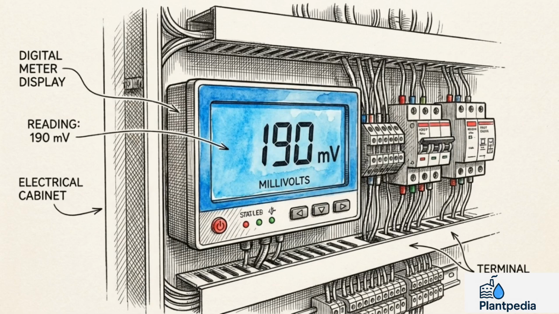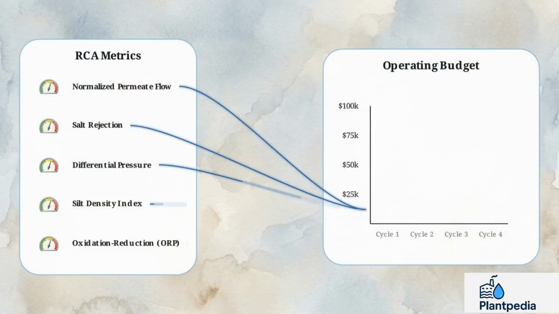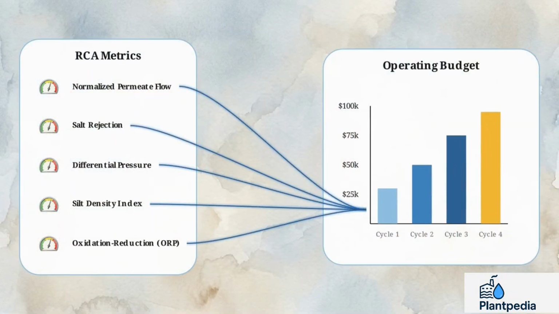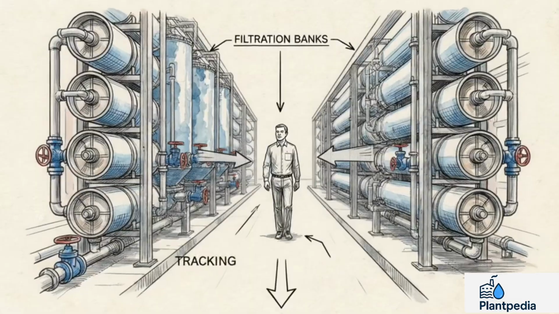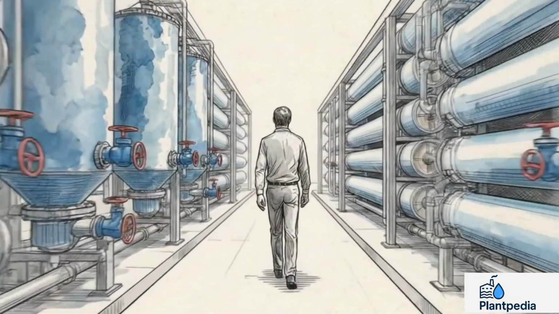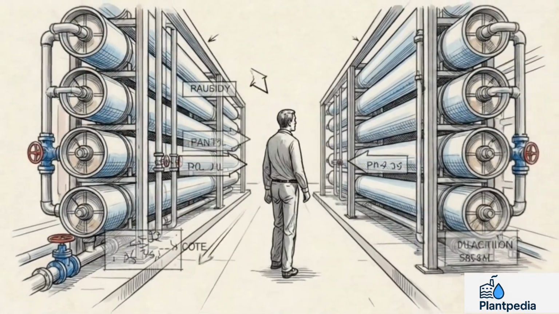The fifth and final metric is ORP. Target this strictly below 200 millivolts post-SMBS dosing to prevent oxidation. Connecting these daily digital readouts to the plant's operating budget allows for precise financial planning. These gauges represent the measurable difference between controlled operation and the cost of unplanned downtime. When you enforce these KPIs, you shift your plant's operational posture from reactive firefighting to predictable, scheduled maintenance.